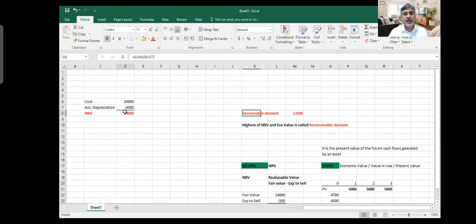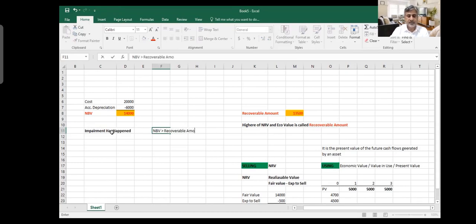Whereas in my books, the asset is shown as 14,000. Balance sheet says asset is 14. Asset cannot give me 14 in any case. Here you can say that impairment has happened. Because impairment happens when your net book value is greater than recoverable amount. So whenever your net book value is greater than the recoverable amount, which means balance sheet value is higher than the recoverable amount, this is called impairment.